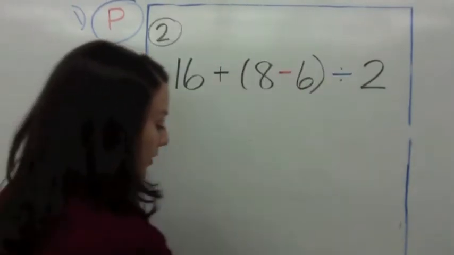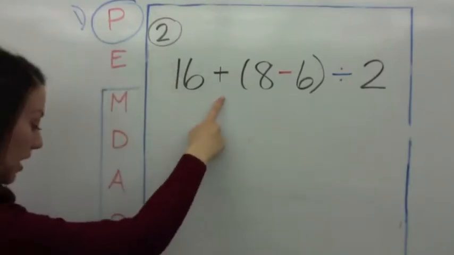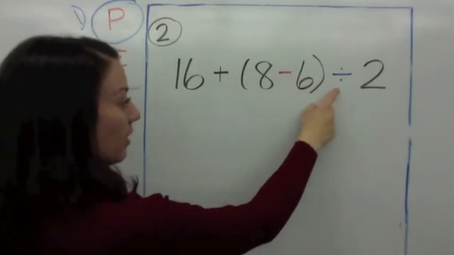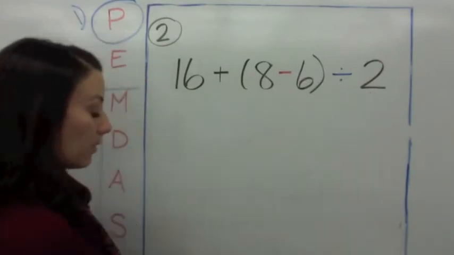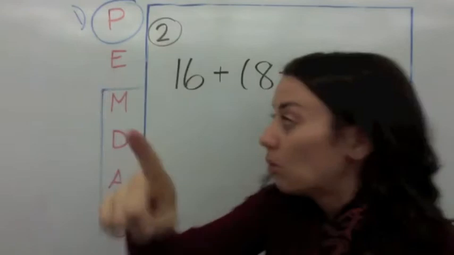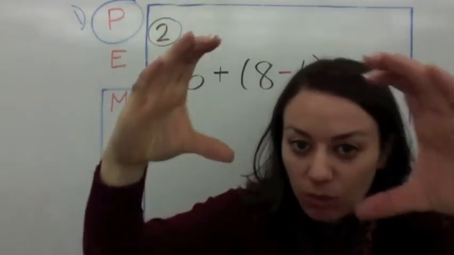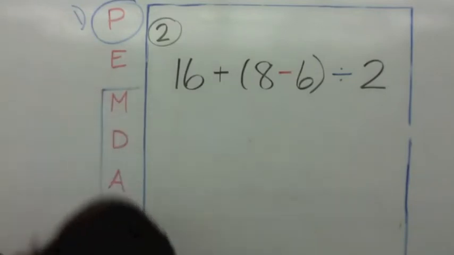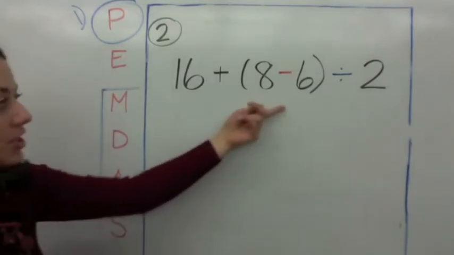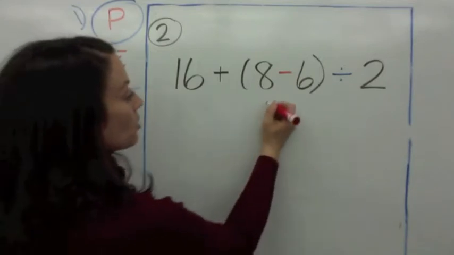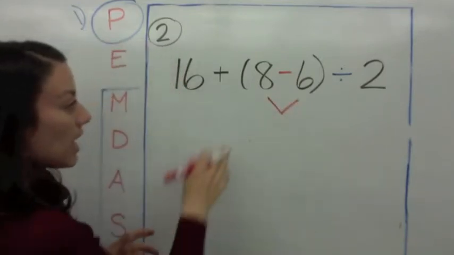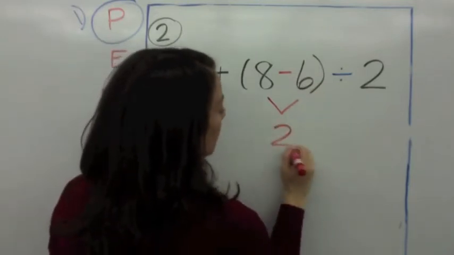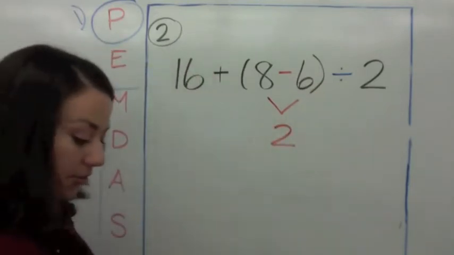Alrighty, so let's read number 2 together. It says 16 plus, in parentheses, 8 minus 6 divided by 2. So what do you think we're going to do first? It starts with a P. It's called parentheses. That's right. So you have 8 minus 6. Yes, you start with subtraction because it's in parentheses. What is 8 take away 6? You say 8, 7, 6, 5, 4, 3, 2. Yes, it is 2. But now we have to bring down the other 2 operations.